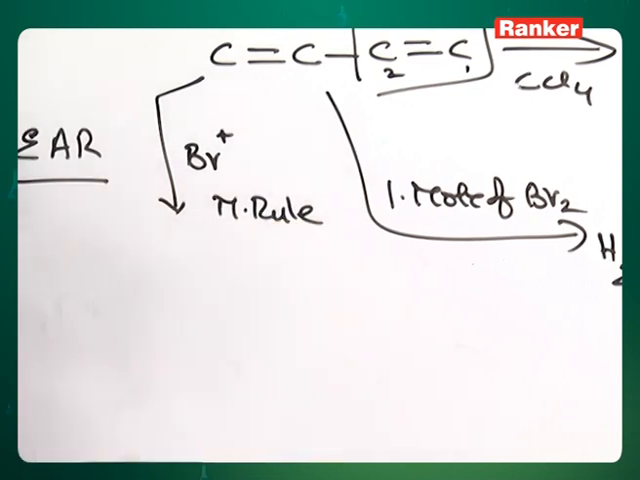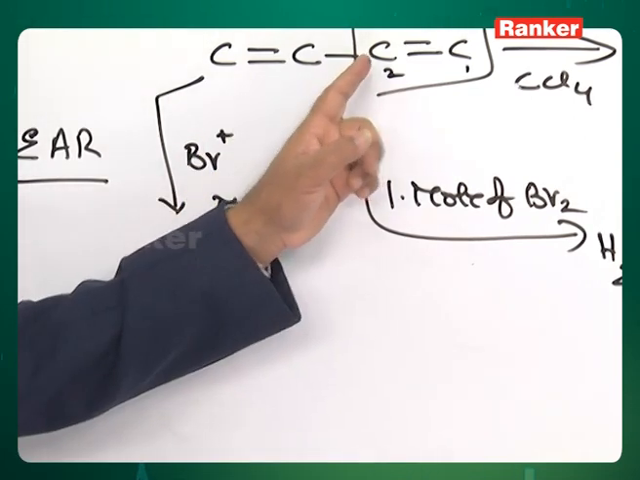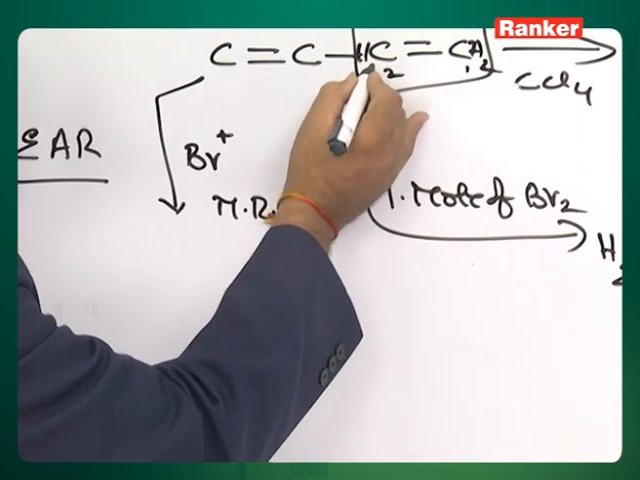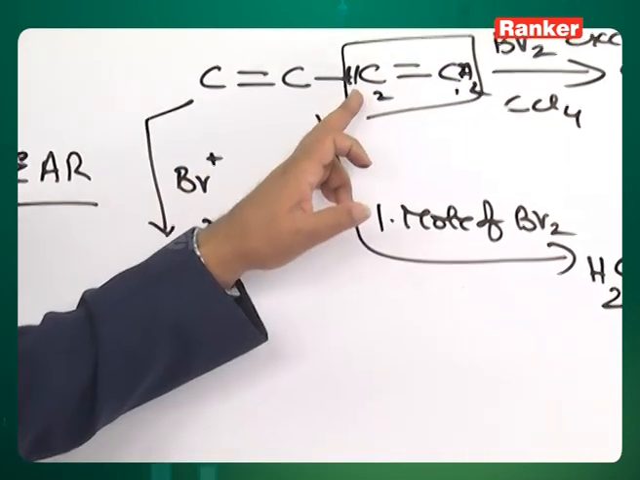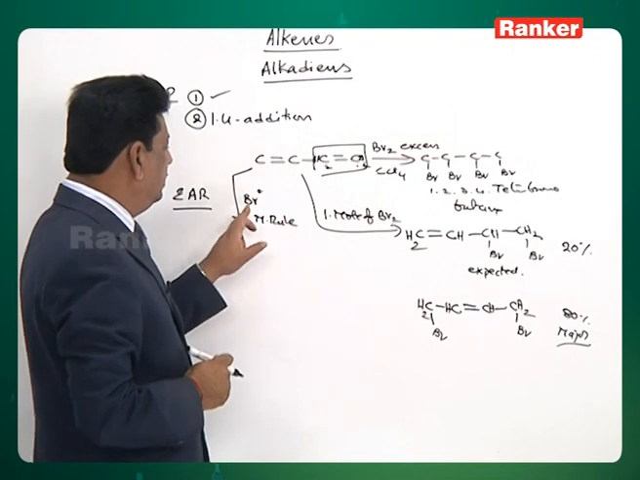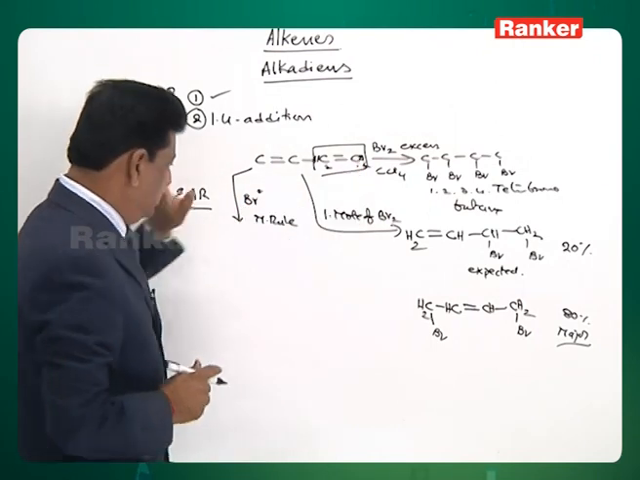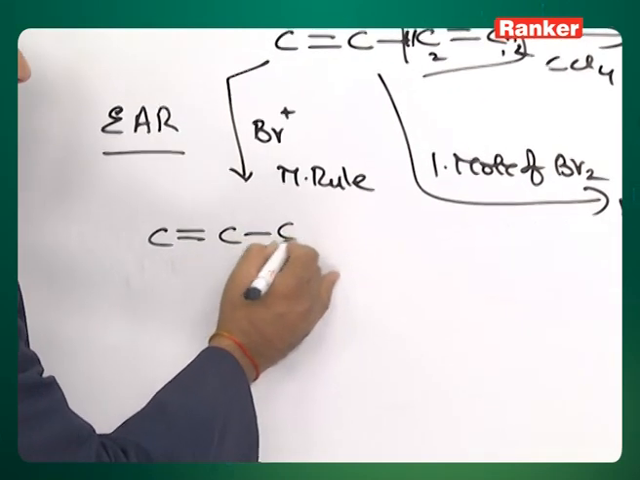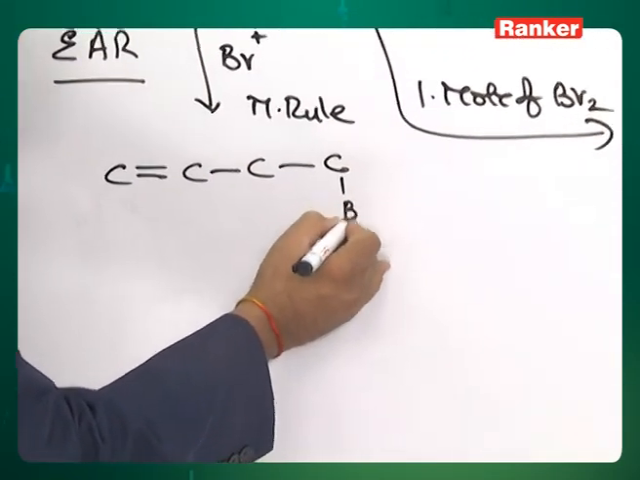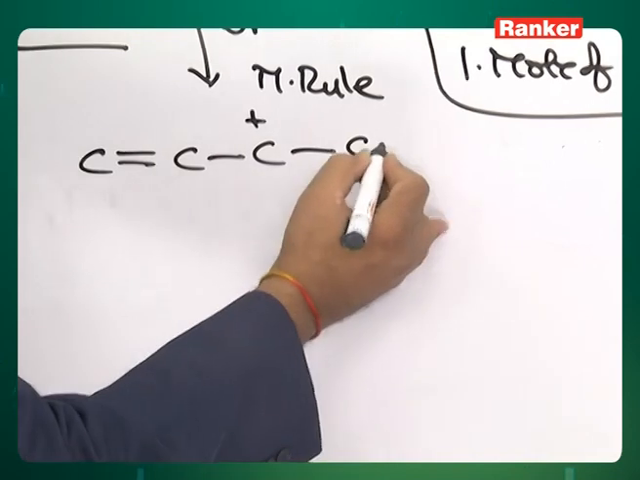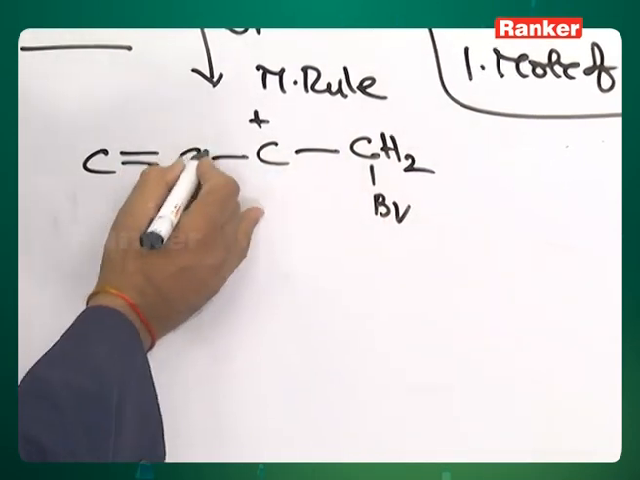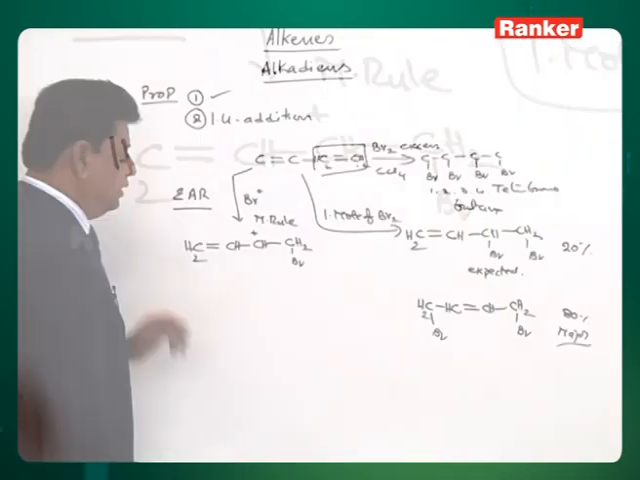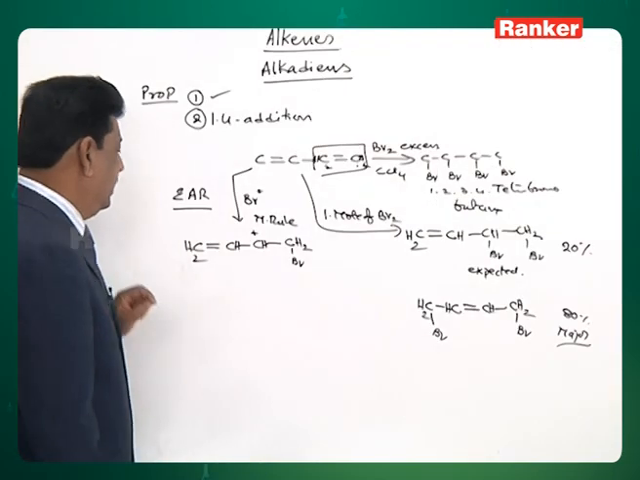In this rule, the negative part adds where hydrogens are fewer. This side 2 hydrogens are there, this side 1 hydrogen. So, the negative part adds where hydrogens are fewer. That means plus goes to the more hydrogen side. So, according to the Markovnikov rule, the Br plus goes to the terminal carbon, leaving the carbocation here. So, this is your intermediate, right? Let me finish off with hydrogens. This should be intermediate 1.